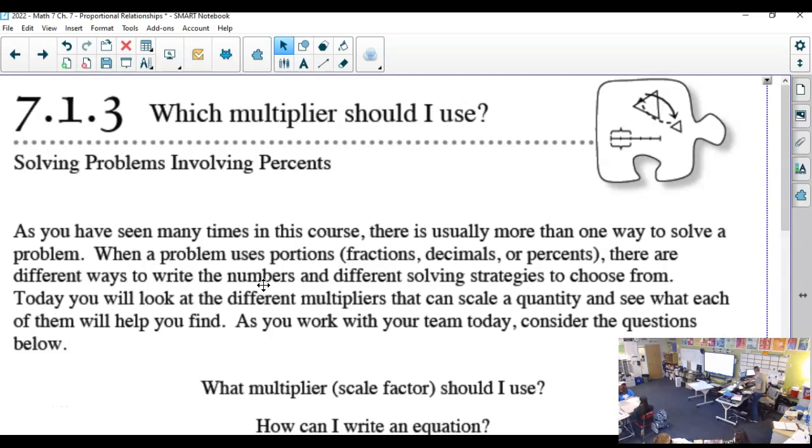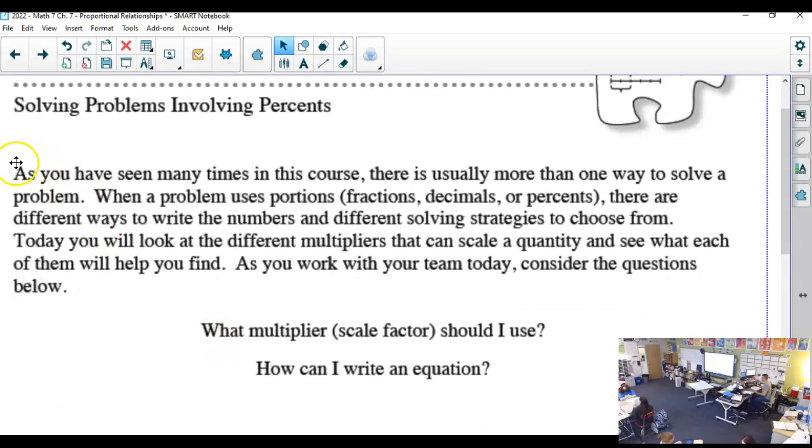Sweet. Anyone want to read? Aiden, you want to read? You want to do this whole paragraph for us?